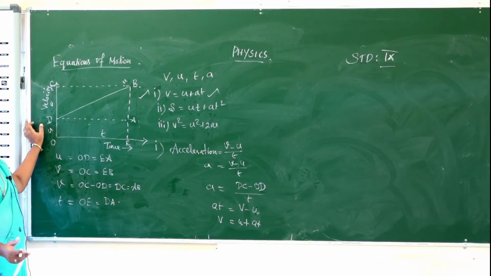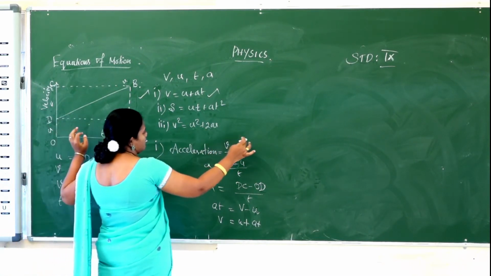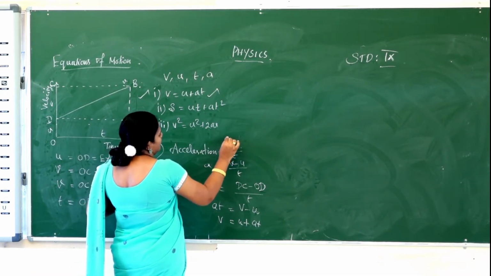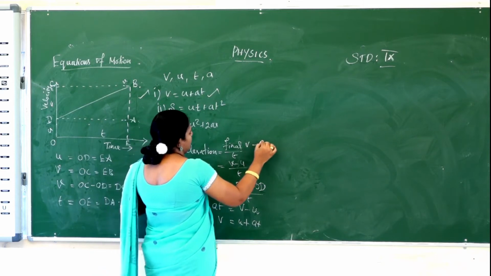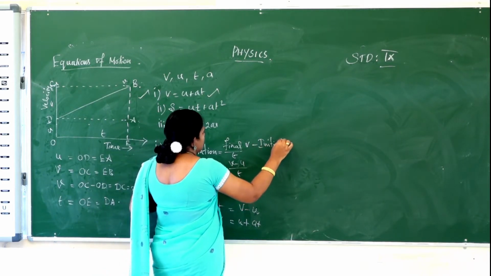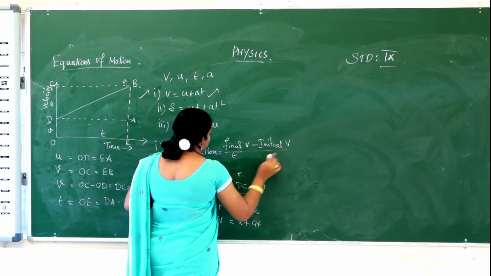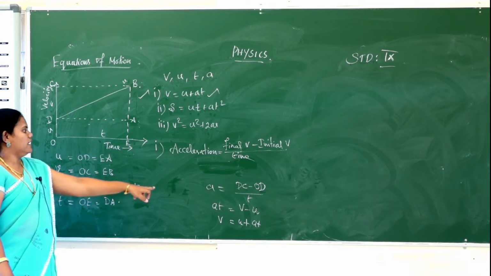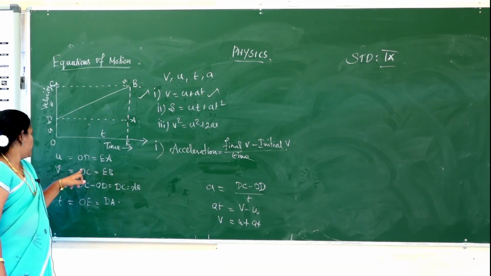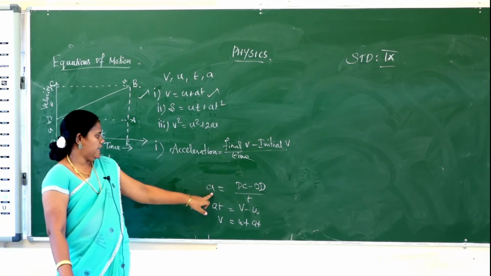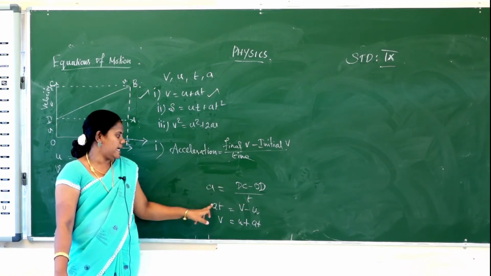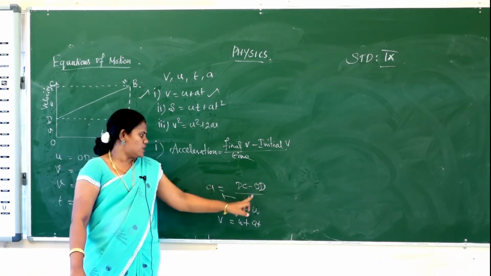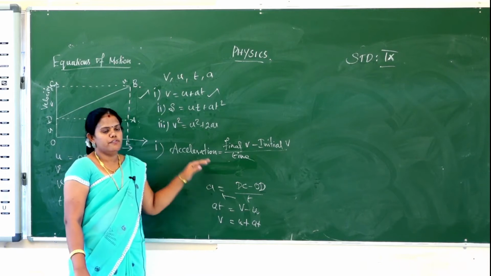Change in velocity by time is the final velocity minus initial velocity. So acceleration is final velocity minus initial velocity by time. The final velocity is DC and the initial velocity is OD, so A is equal to DC minus OD by T. By cross multiplication, AT is equal to V minus U, that is V is equal to U plus AT. This is the first equation of motion.